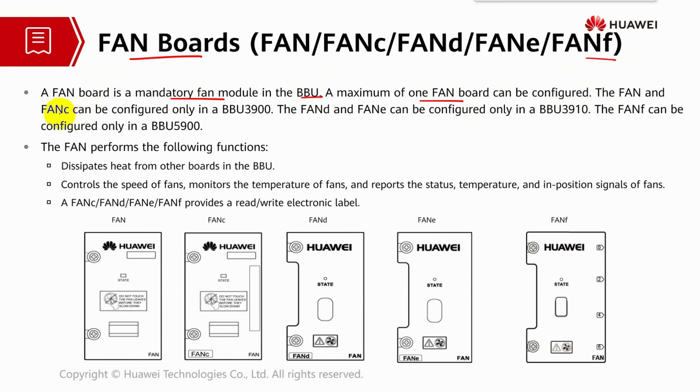Fan and fan C can only be configured in the BBU 3900 series. Fan D and E versions can be configured only in 3910, and fan F can only be configured in the BBU 5900 series. So what is the function of the fan? It dissipates the heat from other boards in a BBU. It controls the speed of the fan, monitors the temperature, reports the status, and also the position of the fan. And usually this fan will have a read-write electronic label. The below are examples of different versions or models of a fan type.